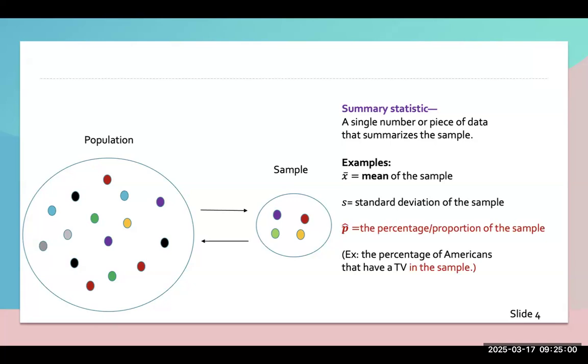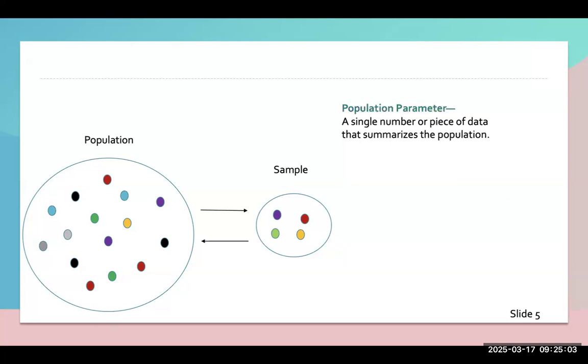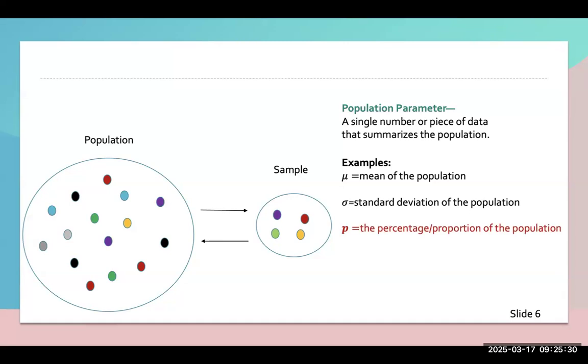So these are the symbols we're going to use for statistics. We're also going to use symbols for parameters. Recall that a parameter is a single number or piece of data that summarizes the population. So for the mean of the population, we're going to use mu. And for the standard deviation of the population, we're going to use sigma. So X bar is for the sample, mu is for the population, S is the standard deviation for the sample, and sigma is the standard deviation for the population. P hat is a percentage or proportion of the sample, while just P is a percentage or proportion of the population.